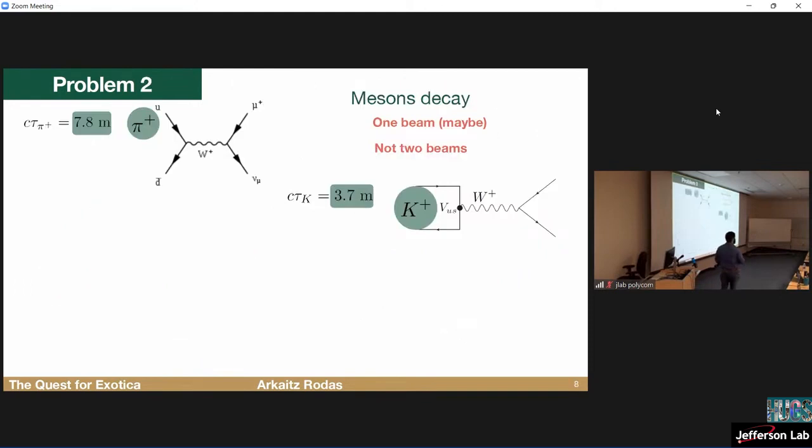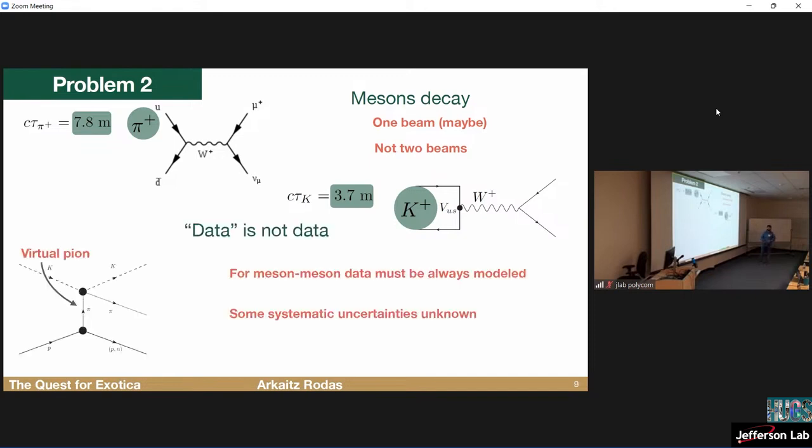There is another problem, which is the experimental problem. If you remember, all these mesons decay, not under the strong force, but they do decay, so they live for some meters. That's fine, we can play with one of them, but playing with two of them is complicated. Because if you have a big accelerator and you start with two beams that are farther apart, at the end of the day, what you collide is vacuum. So you miss them, and you no longer have two measurements. And this means that data is not data.